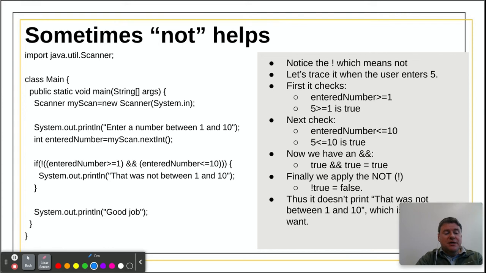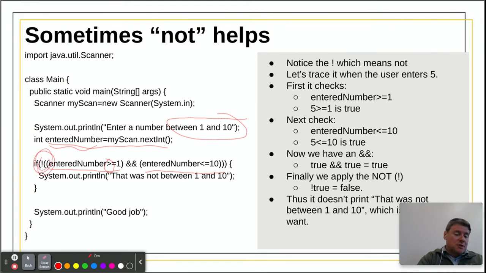So what's happening here is I asked the user to enter in a number between 1 and 10. I read in that number and I stored it in a variable called entered num. And what I want to do now is I want to make sure that what they actually gave me was a number between 1 and 10. So the way I wrote this, I said, if the entered number is greater than or equal to 1, and the entered number is less than or equal to 10, that would be checking to make sure that it is actually a valid number. But what I want to do is I want to print out when it is not a valid number.